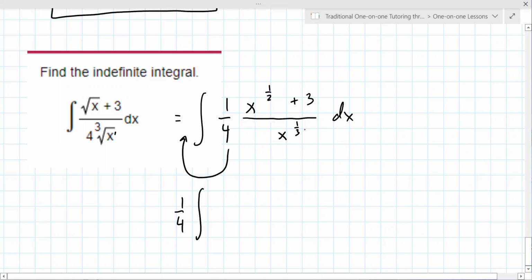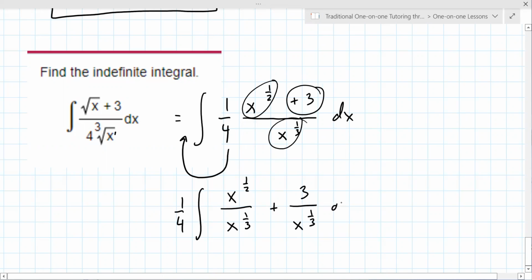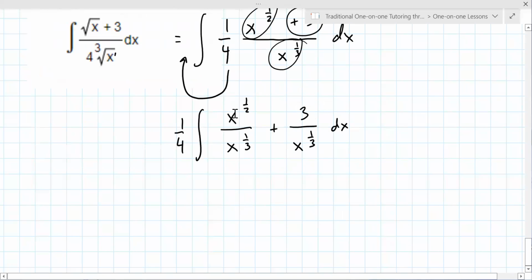But where we're going with this is there's only one term on the bottom, so you can actually divide each of these by that. It's x to the 1/2 over x to the 1/3 plus 3 over x to the 1/3. And we're just simplifying the exponents here. So when the bases are the same, you subtract the exponents. So you have to do 1/2 minus 1/3, which ends up being 1/6. So you have x to the 1/6. We're just simplifying inside here. And then on the right here, that exponent becomes negative.